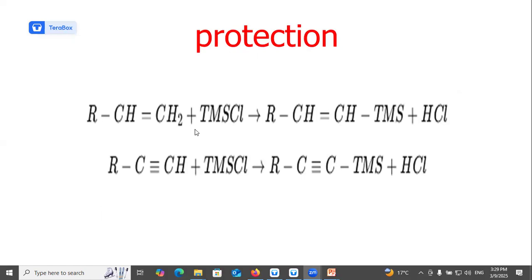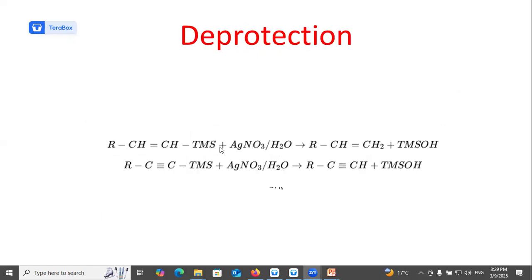This is protection of the alkyne with trimethylsilyl chloride, and this is the deprotection when treated with silver nitrate. We will get the alkyne again in the case of alkyne. Okay, it's all about protection and deprotection.